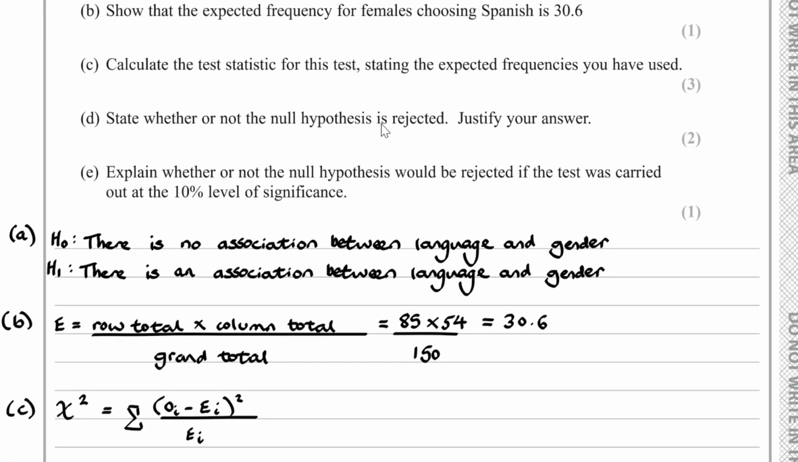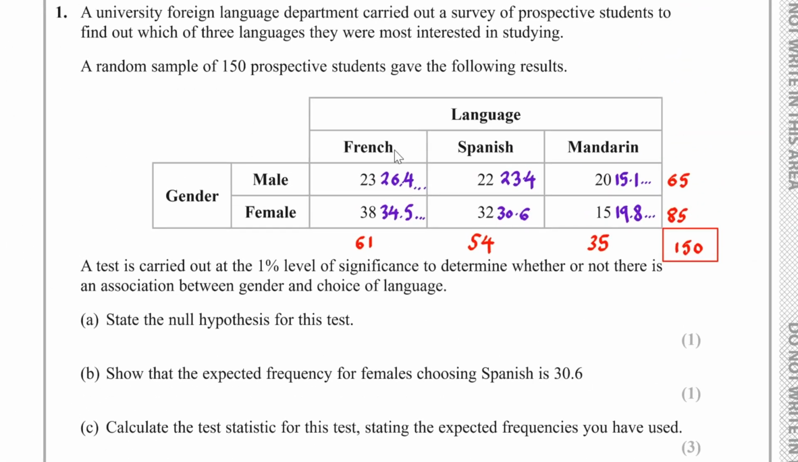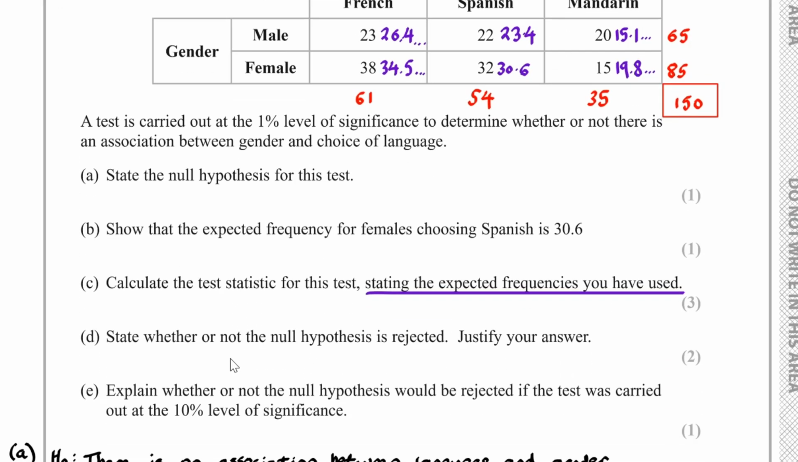We've also stated the expected frequencies we've used. We did that in blue over here, so let's just underline this. We've already done that. Now for part D, we have to state whether or not the null hypothesis is rejected, and justify our answer.